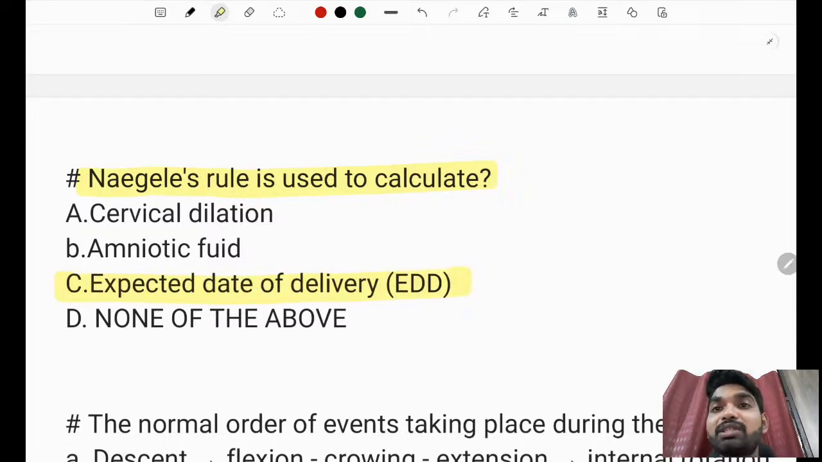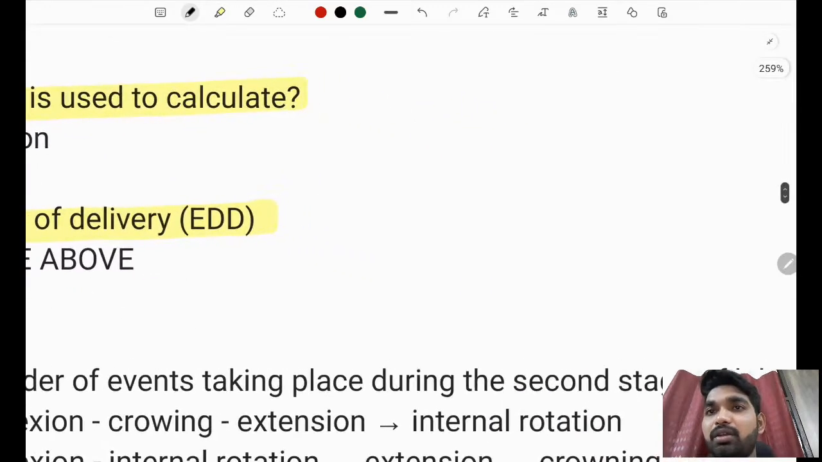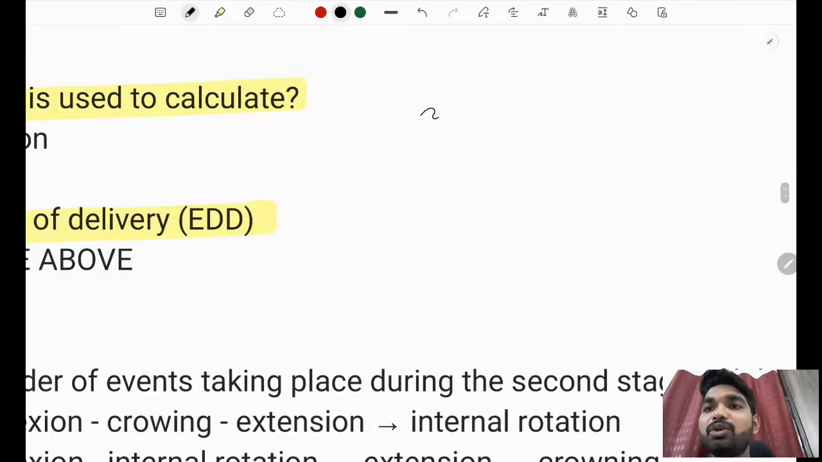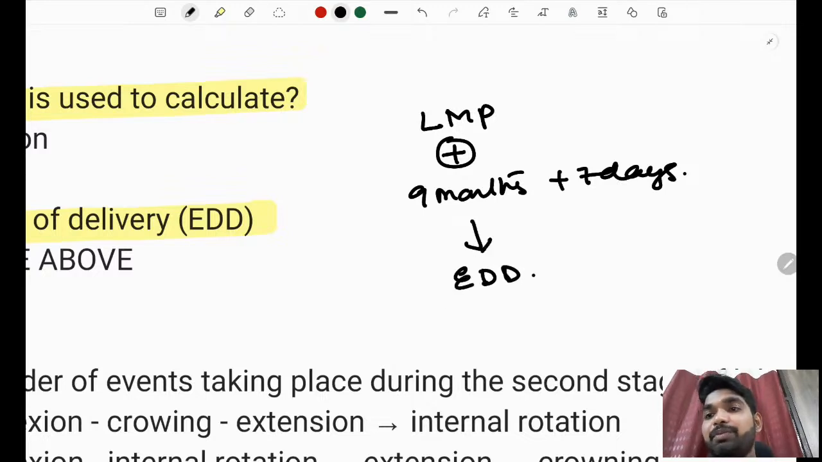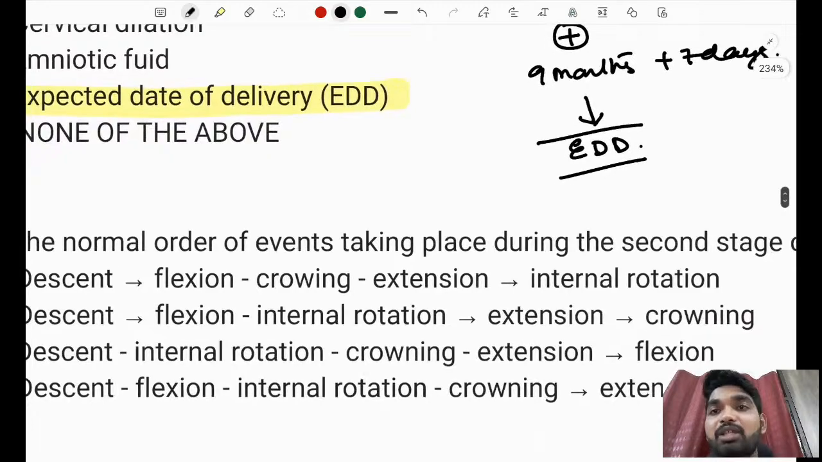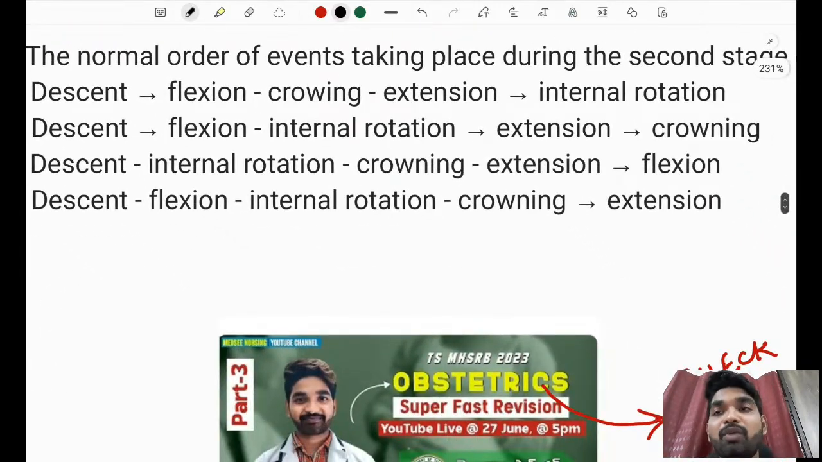Okay, right. So what is Naegele's rule? Can you quickly tell me what is Naegele's rule? Yes, for the last menstrual period, you are going to add 9 months plus 7 days, right? 9 months plus 7 days, then you will get the expected date of delivery. This is Naegele's rule. Excellent. Yes, Naegele's rule is used to calculate expected date of delivery.